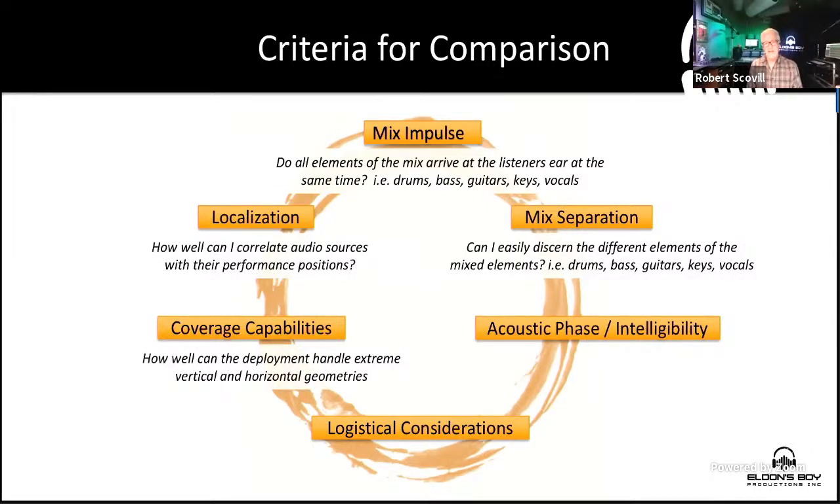Coverage capabilities, right? How well can our given format, our given deployment handle extreme vertical and horizontal geometries? Because we have that in concert sound, right? We are asked to cover more geometry than any typical stereo setup, right? That might be a control room, a listening environment, a home listening environment, whatever. Those medium to small size stereo situations, they have no coverage demands, right? But we have a very, very large coverage demand with PA systems, right?